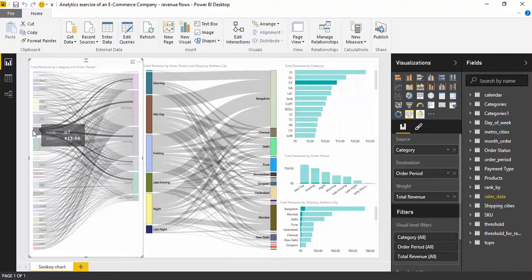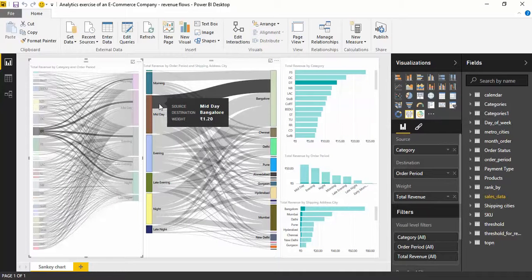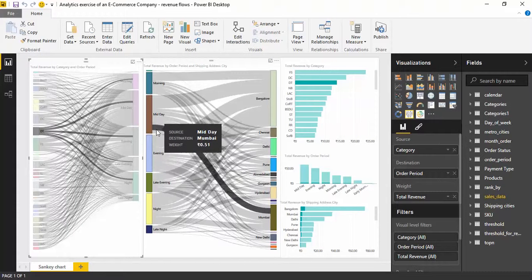And notice the moment I click on this, it automatically slices or cross filters my Sankey diagram on the right hand side as well. So if I, let's say, just take my mouse over this specific one over here, you'll see that of the 13.94 worth of goods that were ordered of this particular category, 3.543 of them were ordered during midday. If I hover my mouse over here, you'll see that's 3.43, and that's the breakup of where these orders are being shipped to. So the orders are being shipped to Bangalore, to Chennai, to different cities that I can actually see over here, Mumbai, so on and so forth.